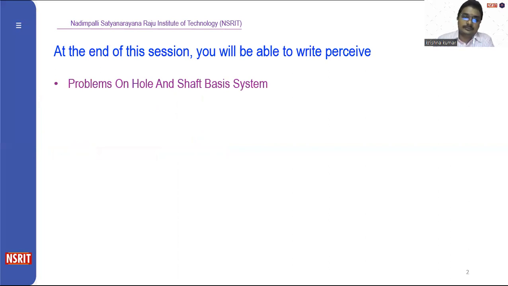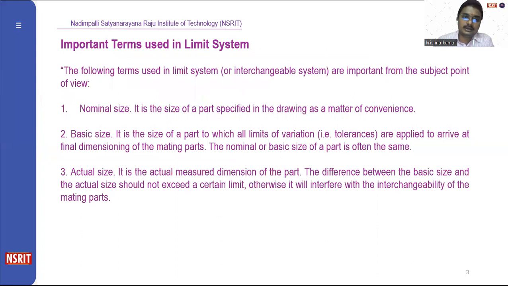So, what are the important terms used in limits? As you have already seen, what is the nominal size, what is the basic size, what is the actual size, where you can segregate the differences between these three based upon the matter conveyed to you. The basic size is the size of the part to which all the limits of variations are applied to arrive at the final dimension of the mating parts. The mating parts are nothing but the shaft or the hole assembly.